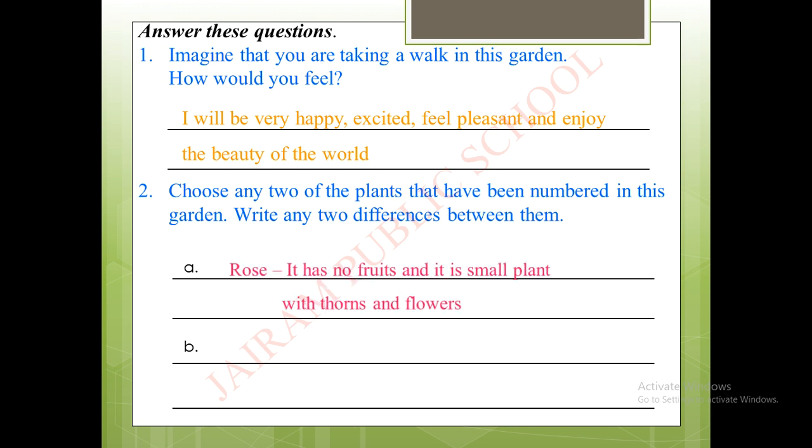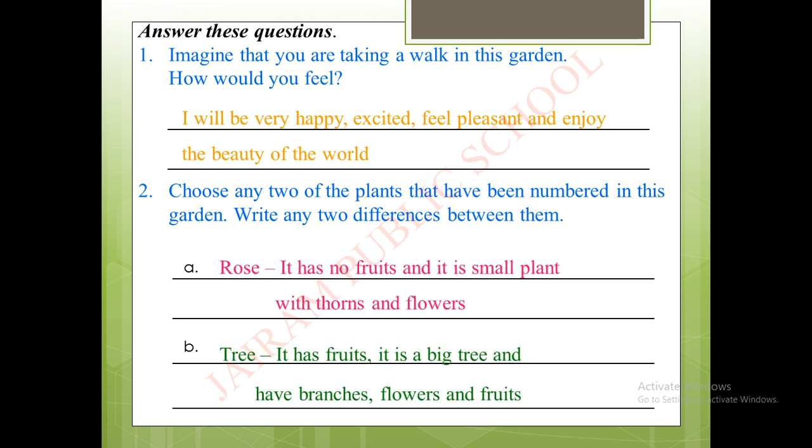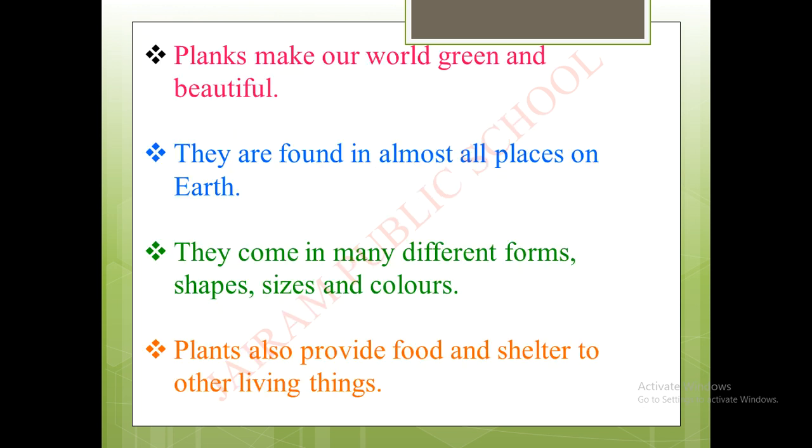Now, for example, I have given two examples. Option A, rose plant. It is not having any fruit and it is a small plant with thorns and flowers. B option is, it is a tree. It has fruits. It is a big tree and has more branches with flowers and fruits. So these are the answers and two differences between the plants. Right.